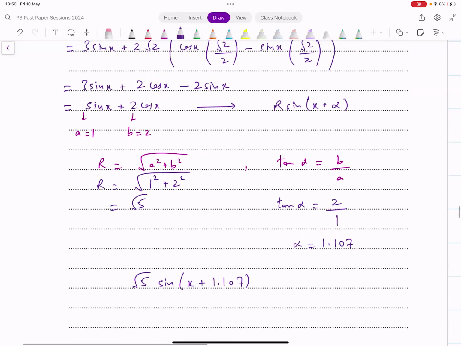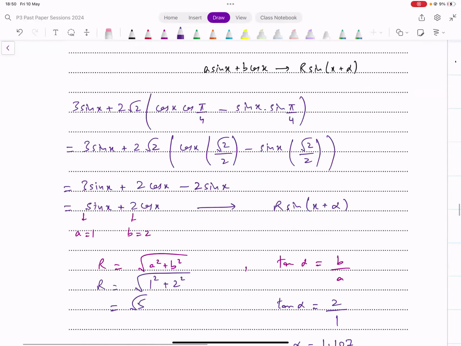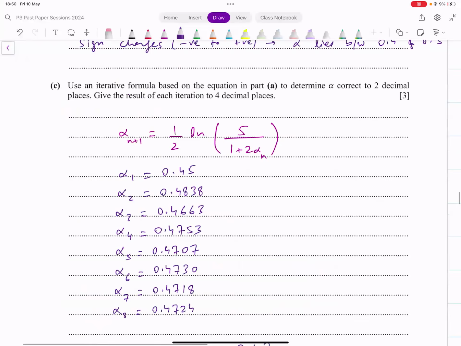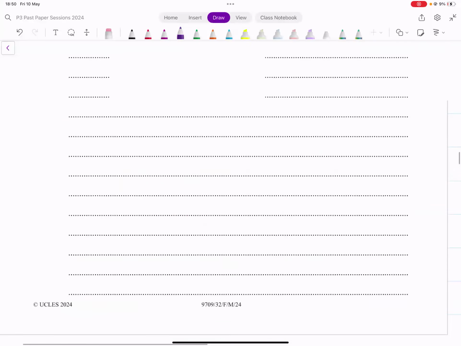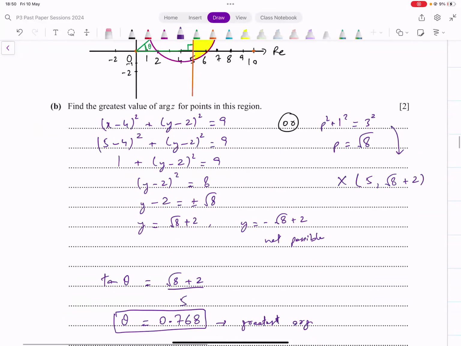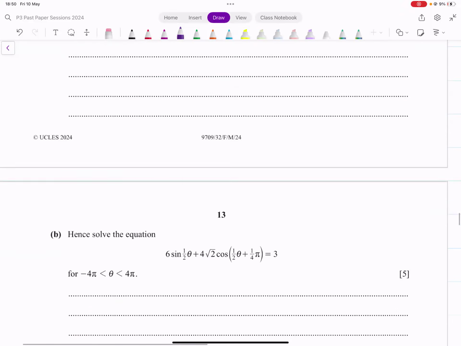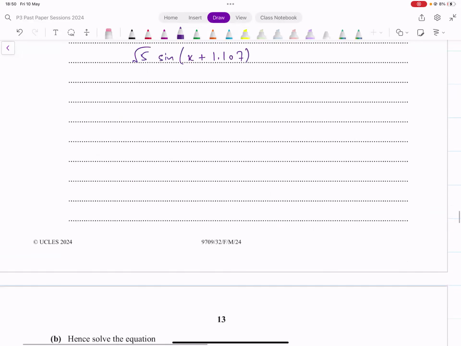Okay, under root 5 into sine of x plus 1.107. This is what I am getting from this. All right. Okay, so that was on that particular person. Okay, all right. So this is what we get, under root 5 into sine of x plus 1.107.